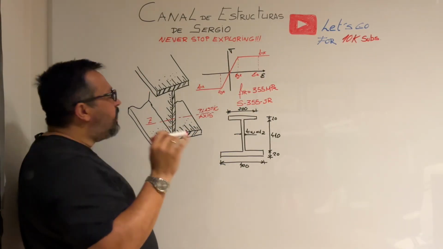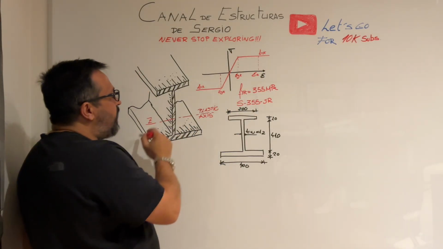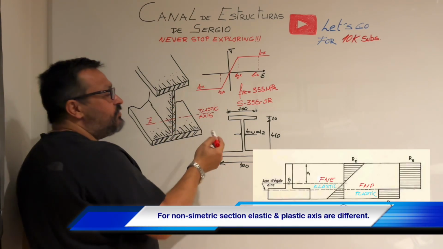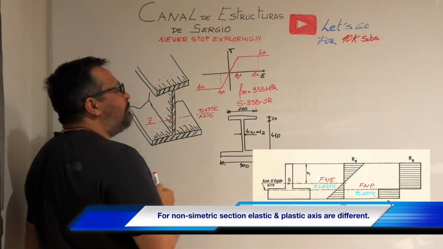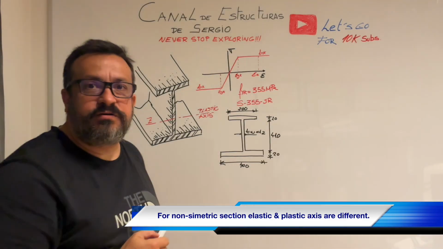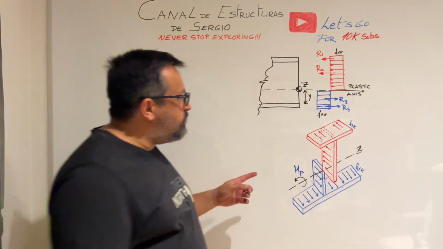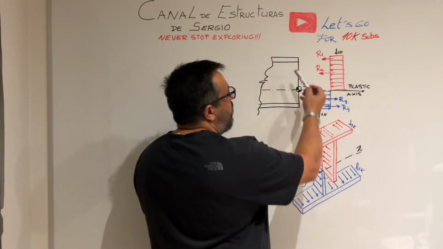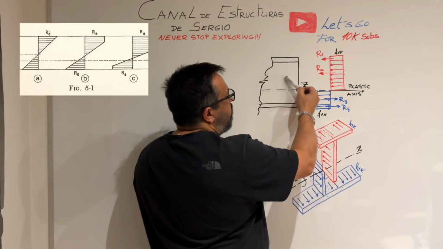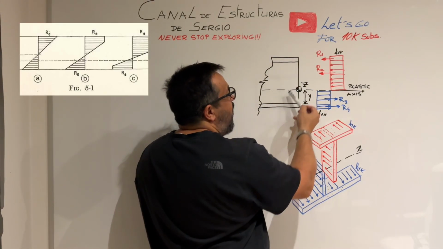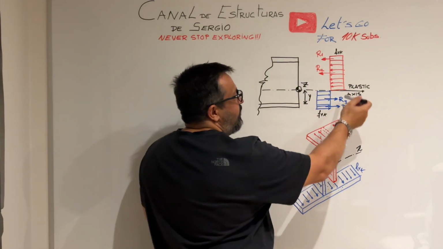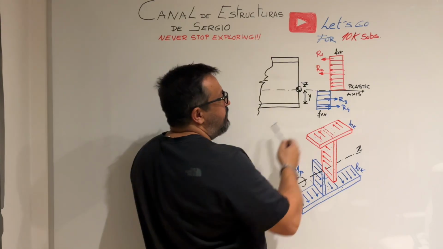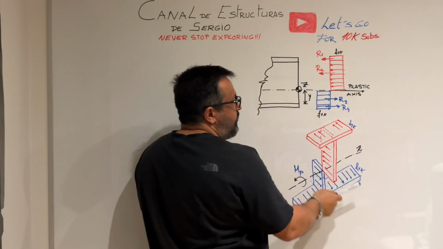We would also like to highlight that in the case of a non-symmetric section, which is our case, the elastic axis is not the same as the plastic axis of the cross-section. The plastic bending moment for a cross-section is the result of assuming that all the fibers of the section are plastified. This is the concept represented here in this stress sketch in 2D and 3D.